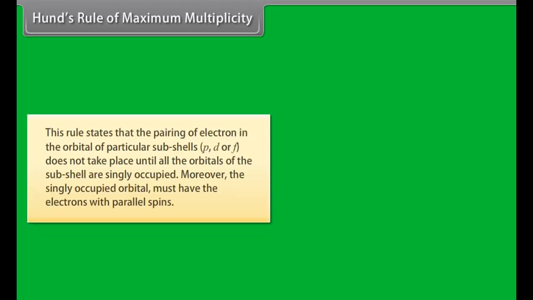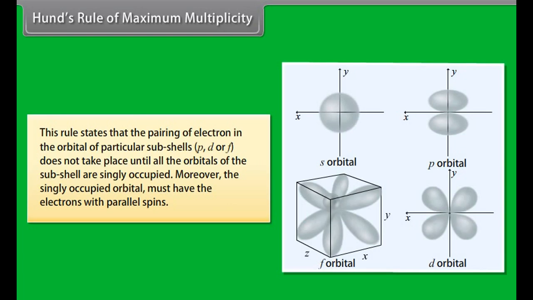Hund's rule of maximum multiplicity. This rule states that the pairing of electrons in the orbitals of particular subshells p, d or f does not take place until all the orbitals of the subshell are singly occupied. Moreover, the singly occupied orbitals must have the electrons with parallel spins.